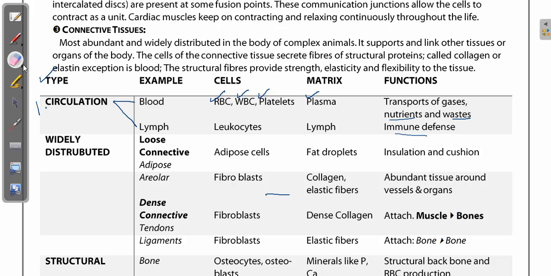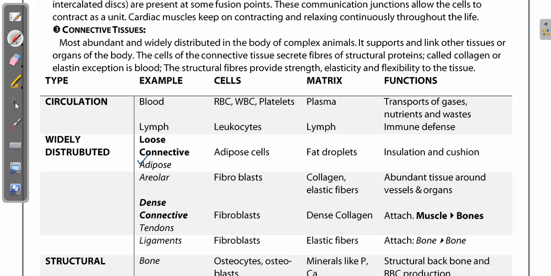Next thing is the widely distributed tissues. These are classified into loose connective tissues and dense connective tissue based on how closely the matrix is arranged. So the first thing is called adipose tissue.